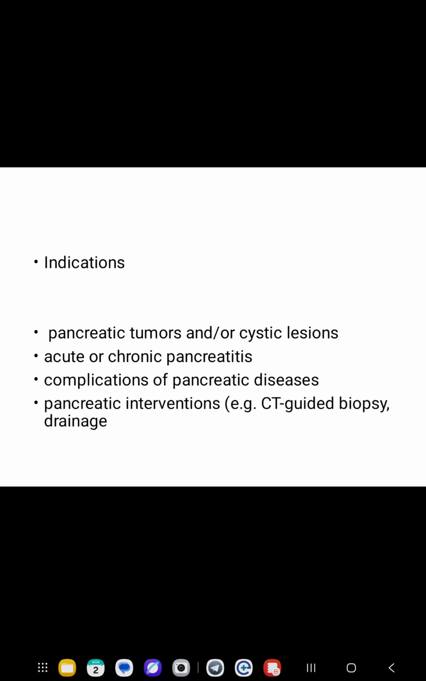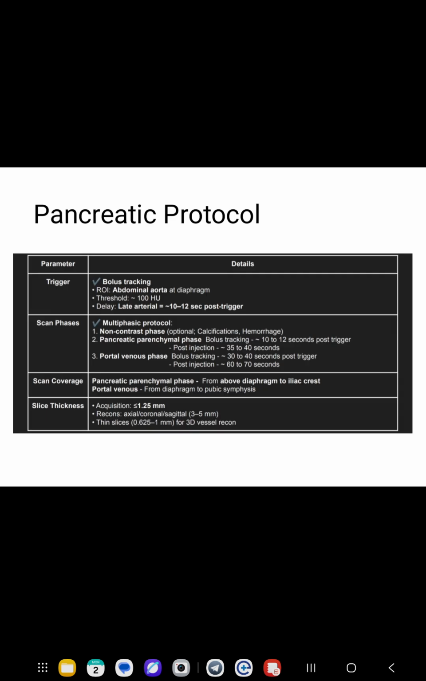Next is the pancreatic protocol. The indications are some tumors, pancreatitis, when we are expecting complications in pancreatic diseases, or pancreatic interventions like CT guided biopsy and drainage. In the pancreatic protocol, bolus tracking begins with the region of interest in the abdominal aorta when the enhancement is more than 100 Hounsfield units, that is around 10 to 12 seconds post trigger in the late arterial phase.